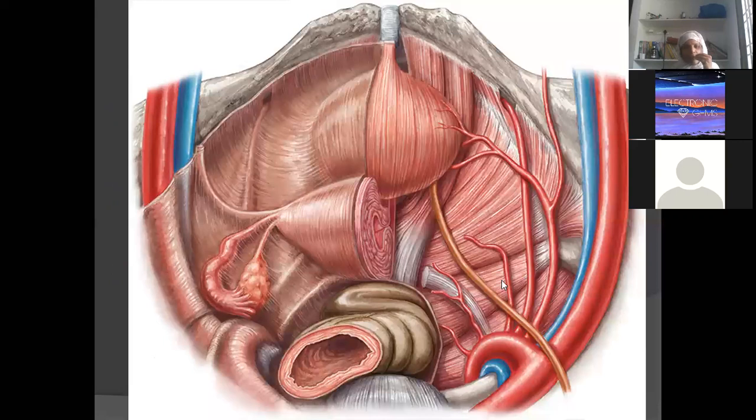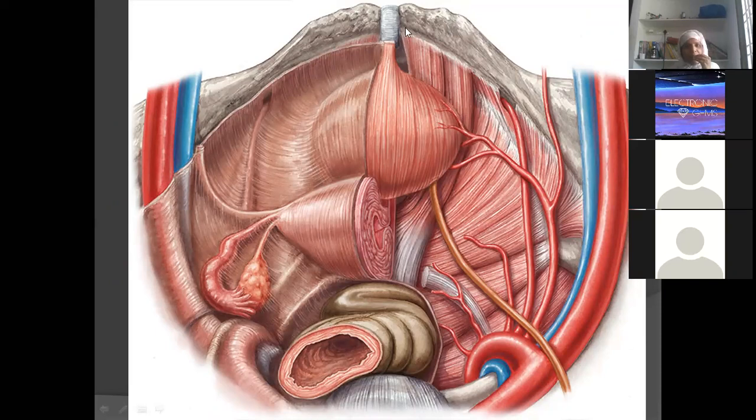So this is again a different picture. If you are really concentrating and following my PowerPoints, you will be able to answer. This is the pubic symphysis. What is the embryological remnant which continues as the median umbilical ligament? Median umbilical ligament. This bag is the urinary bladder.